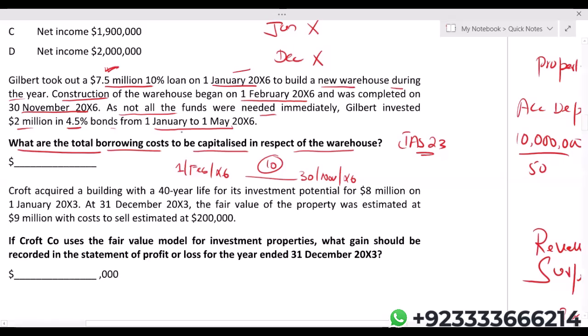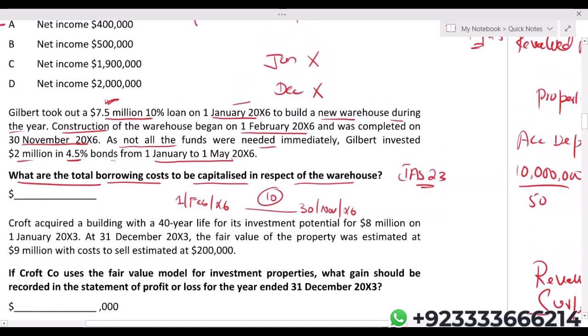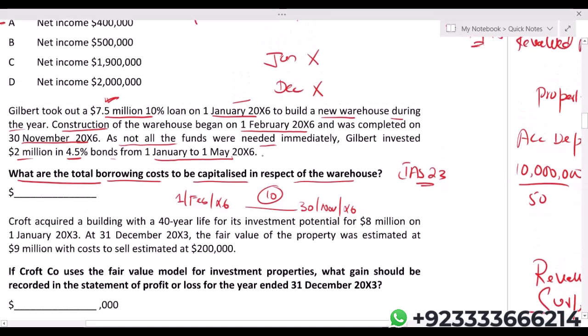Now look at this. The examiner is saying they have invested 2 million at 4.5%. The investment period is 4 months, from 1st January till 1st May. If you count the months, they are 4 months. But we cannot deduct the 4 months' return from the borrowing cost to be capitalized of 10 months. Only 3 months' return on short-term investment will be deducted.